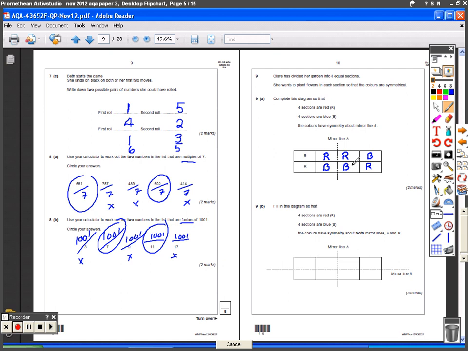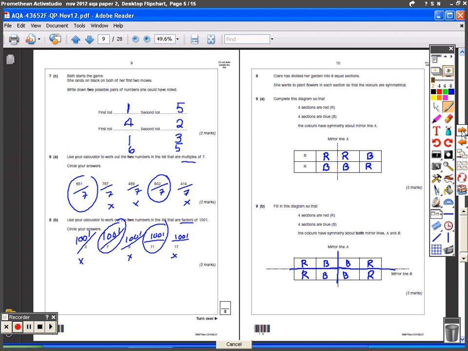Fill in the diagram so that 4 sections are red and 4 sections are blue. The colours have symmetry about both mirror lines A and B. Okay, so this time we've got to be careful because now there's 2 mirror lines. So if I put a red here, that means in this mirror line it would have to be reflected there, and in this mirror line it would have to be reflected there, and then of course this one now has to be reflected in this one, so all my reds would now go in the corners, leaving the 4 blues in the middle.